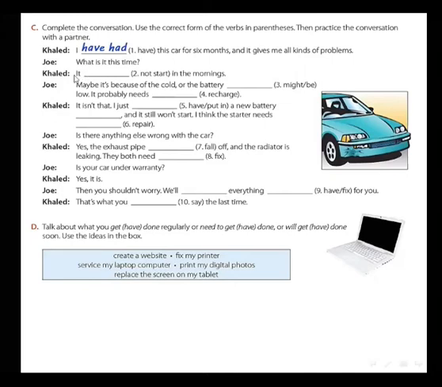Number 2: What is it this time? It not start in the mornings. It's a routine, so we should use simple present. And the subject here is singular, it, he, she, so we will use don't or doesn't. Excellent. Doesn't. And doesn't is followed by infinitive. Doesn't start.